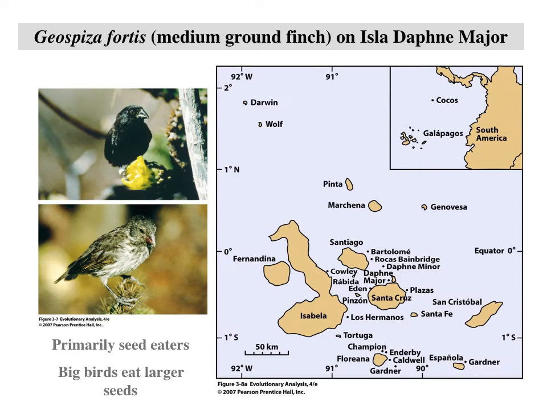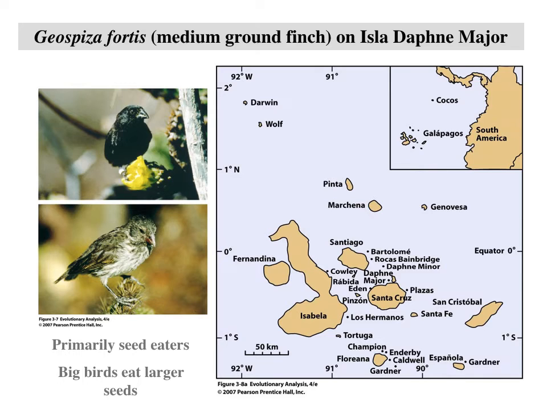Okay, so one species in particular that the Grants studied was the medium ground finch. And in particular, on a little island, you see Santa Cruz there in the middle. These are the Galapagos Islands. Isabella is the largest one. Santa Cruz is down there in the middle. You have one called Daphne Major, a little island just off the coast of Santa Cruz. And so this served really nicely as a natural laboratory for them.